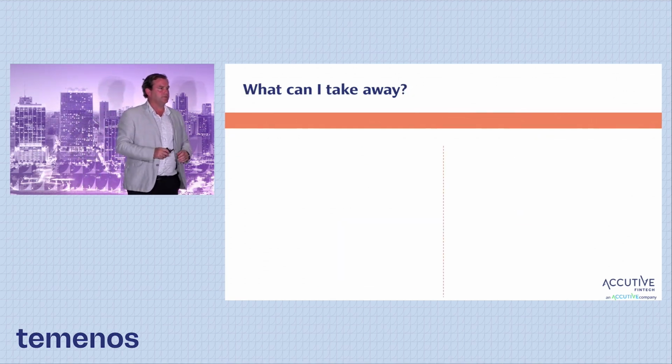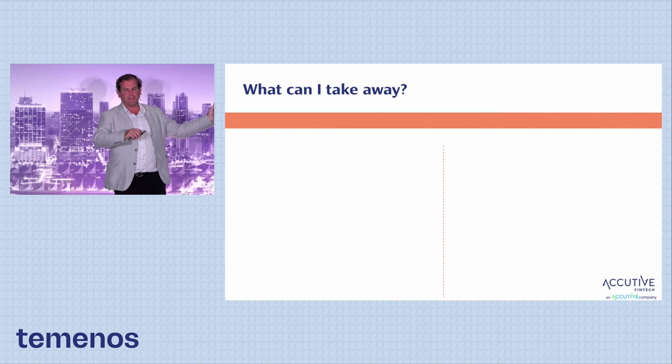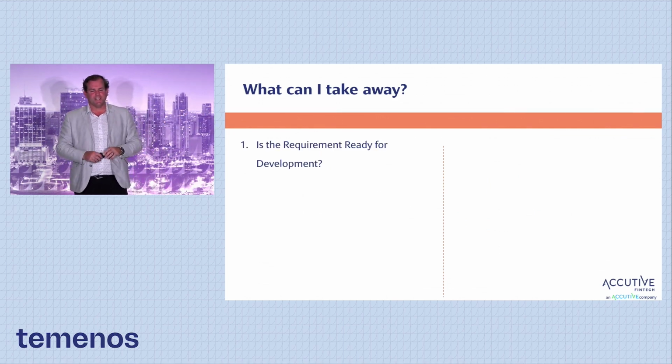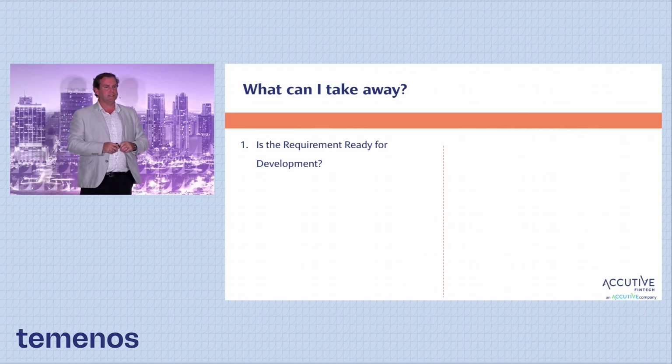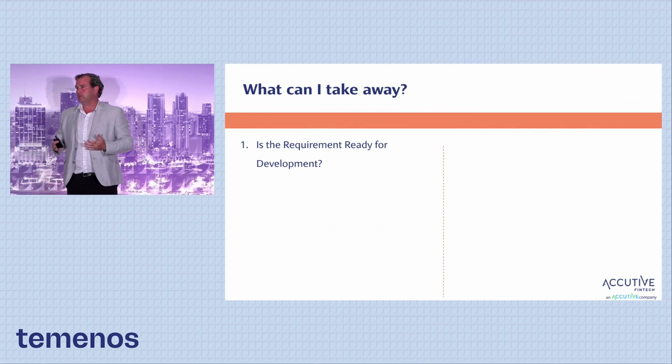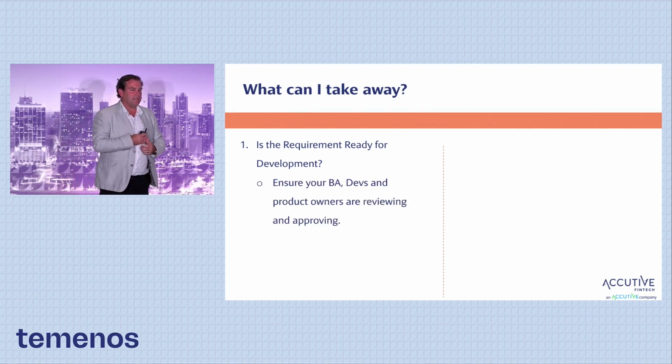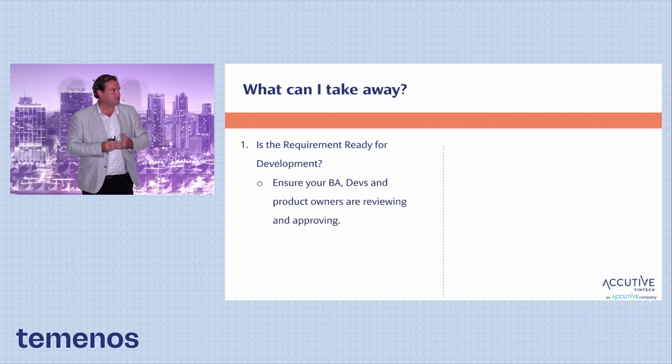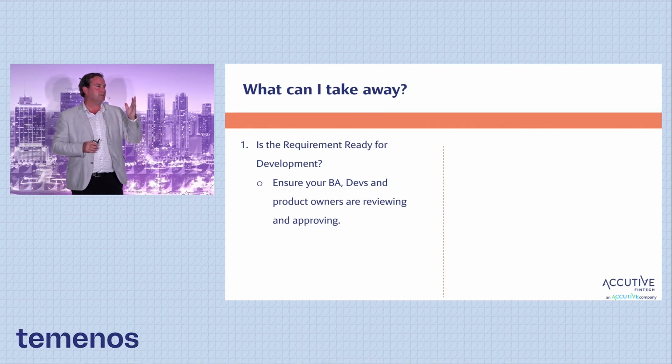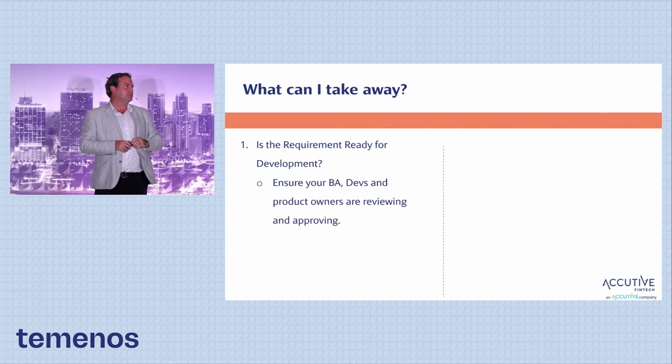What can you guys take away? So if I said to write anything down, or if you haven't taken pictures of this, the 4 things you should take away. Is the requirement ready for development? Right, this is key. This is something that we practice a lot at Accutive. Is it ready? So make sure your BA, devs, and product owners are reviewing and sign off on it. Number 1, if there was the one thing that will reduce, let's say you had 20%, you just dropped your defect ratio by half by doing that.